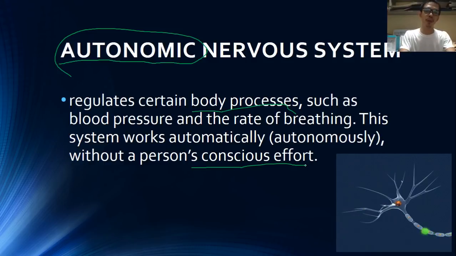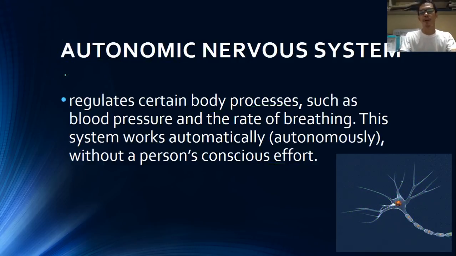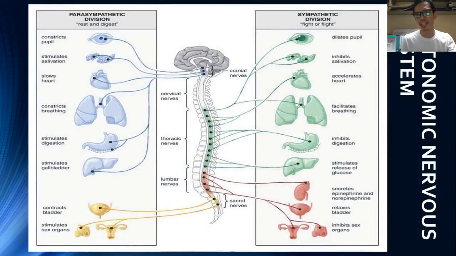Alright, so you don't need to think when to digest the food. You don't need to think when to contract or relax your heart. You don't need to think when to breathe. So all those functions are controlled autonomously by this group of motor nerves called the autonomic nervous system. All right. So basically, the autonomic nervous system is divided into two. We have the parasympathetic division and the sympathetic division of the autonomic nervous system.